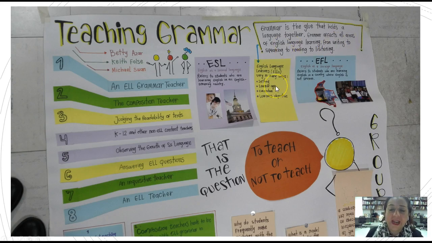Then we have learner age. If we have young learners, for example, we're not going to teach grammar explicitly. That is out of the question. We have to teach grammar through stories, songs, chants, rhymes, etc. So if we do that with young learners, why don't we do it with adults? That would be a question to ask.